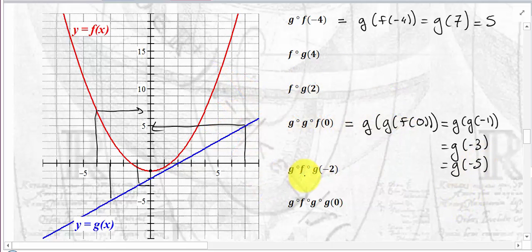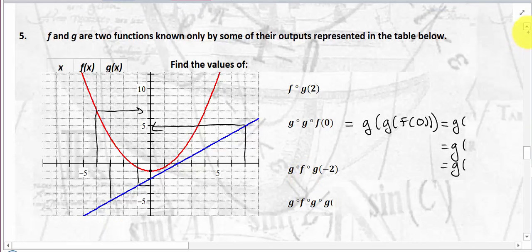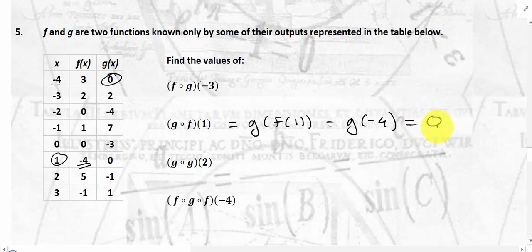Let's look at a numerical approach to functions. So really, this is the same thing, but this time we have a table instead of a graph. Well, it's really not a big deal. All right, let's look at this one, for example, g of f at 1. So what is f of 1? F of 1 is negative 4, so it is g at negative 4. And g at negative 4 is 0, so it is 0. That's it. It's that simple here.